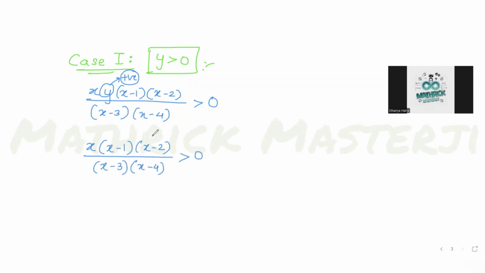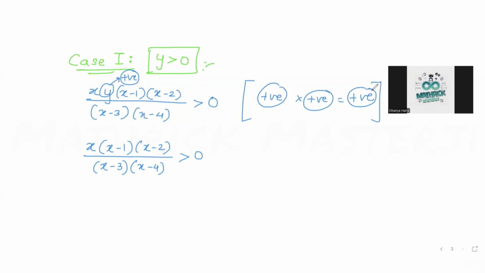Now the product of all these terms should become positive, because positive into positive will give me a positive answer. Because y is positive, the product of all the other terms would also become positive, so that I get the total product also positive, because that's the condition given to us. Now I want to have this positive.